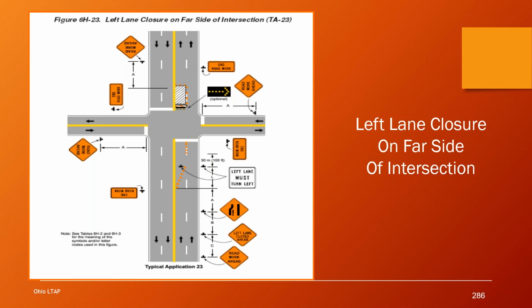So here's one way to do it. In the advanced warning area, you see the road work ahead sign, the left lane closed ahead, and then the sign that shows the symbol of the left lane merging over. Beyond that, they show a cone taper in the transition area, and they're able to put the regulatory signs here that say left lane must turn left, and they created a turn pocket here. So the left turning vehicles can get into this pocket and make their left turn.